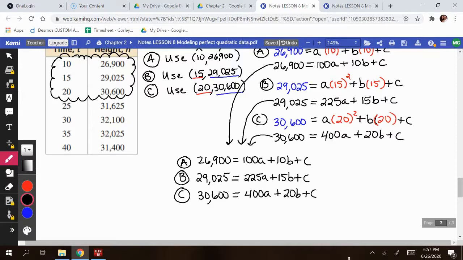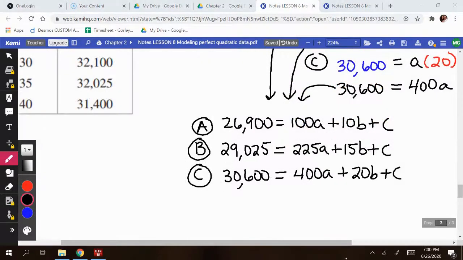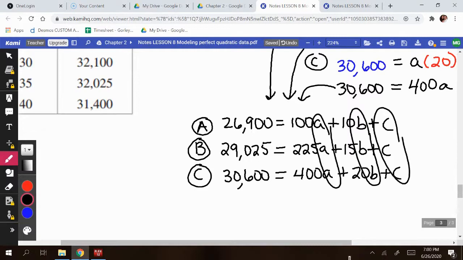Okay, and at that point, to solve a system, we need to make a decision about what variable we want to eliminate. Okay, let's look at our variables. We have lowercase a, lowercase b, and lowercase c.